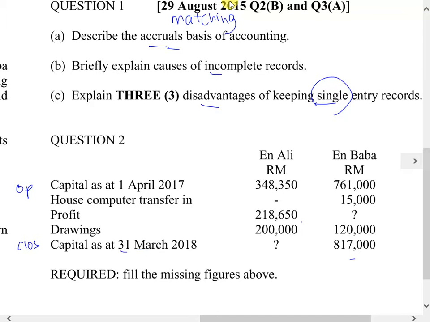Okay, for the accruals concept, income, you don't need to copy, the answer is that. Income should be recognized when we earn, not when we receive. What about expenses? Expenses should be recognized when we incur, not when we pay. When we incur the cost, we must recognize it in our book. Understand? Not when we pay.